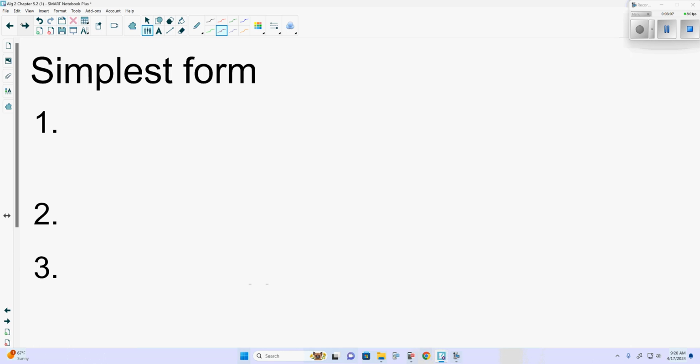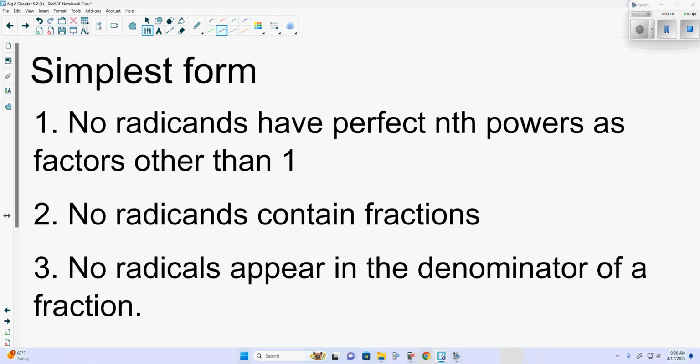Now, this is the first thing that we have. Simplified form. We've danced around this a little bit, but for us to say something is in simplified form, we have 3 main statements we have to satisfy, or have to be true. The first one: no radicands or radicals have perfect int powers as factors other than 1.